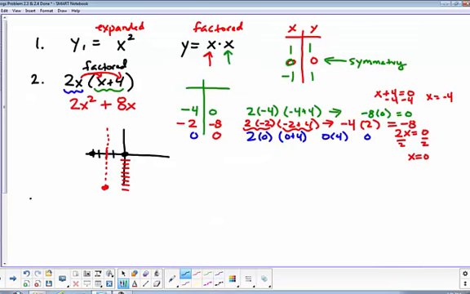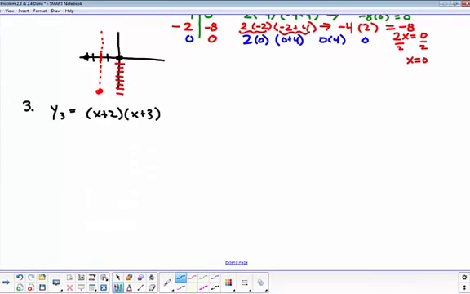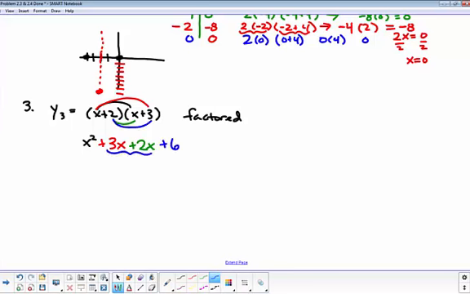All right, our next equation given in the book is x plus 2 times x plus 3. So this is factored form because of the parentheses. Expanded form is when we do that double distribution, that FOIL method. So x times x is x squared. X times 3 is 3x. 2 times x is 2x. And 2 times 3 is 6. We need to put our like terms together. So our final expanded form is x squared plus 5x plus 6.